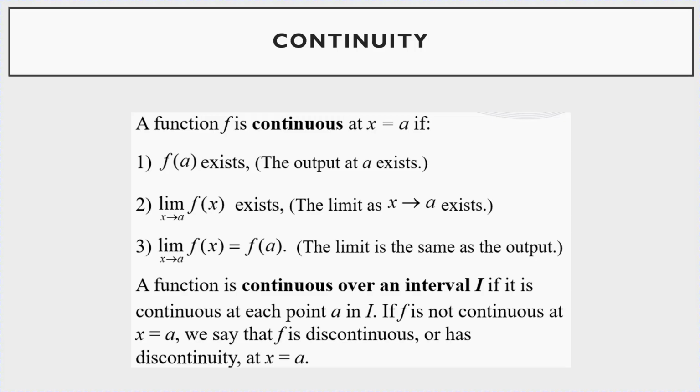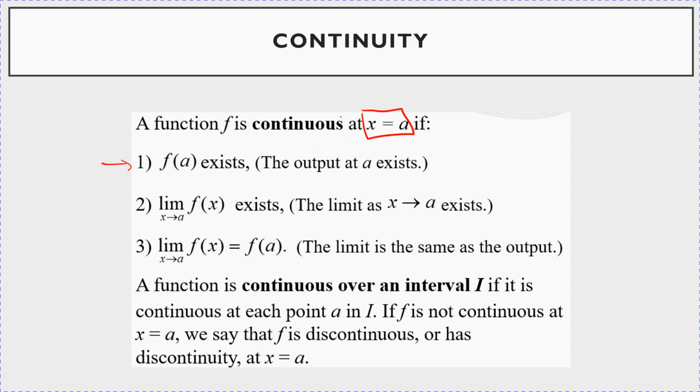Hi class, this lecture continues in section 1.2, and here what we want to do is talk about continuity. The first definition, or the only definition we're going to have for this, is about a function being continuous at a point. So a function f is continuous at the value x is equal to a if you have the following three conditions.